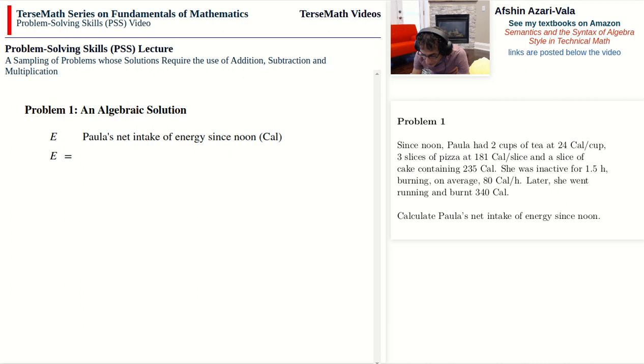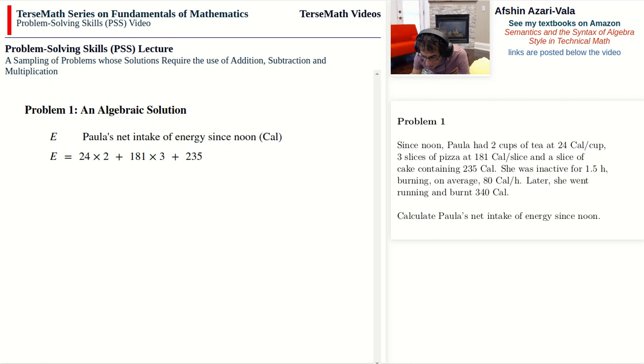Now we argue that Paula's net intake of energy since noon is equal to the sum of all the intakes minus all the losses. Beginning with, in order, 2 cups of tea at 24 calories per cup, and this will give us the first term, which is 24 times 2. So this term represents Paula's intake of energy from the cups of tea. And then to this we add the intake of energy from the slices of pizza, which is 181 calories per slice, multiplied by 3, as she had 3 slices. This is followed by the intake of energy from the cake, which was 235 calories.